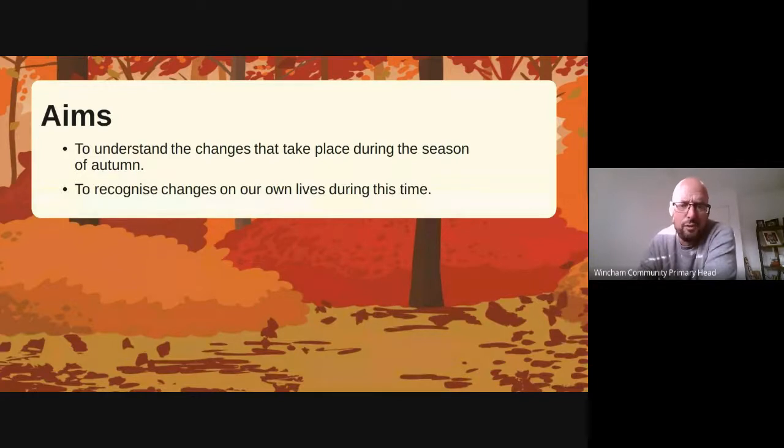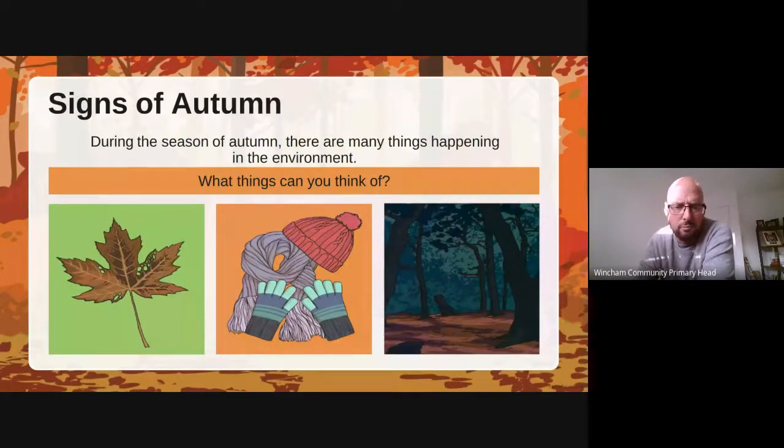Okay, so two different things. Changes during autumn around the environment and changes in our own lives. So, signs of autumn. Lots and lots of things happening in the environment. What can you think of? Okay, stop the video, talk to your partner, share your ideas as a class.